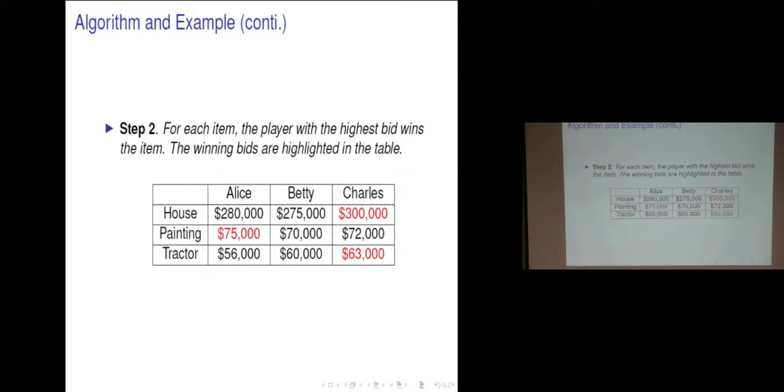Okay, so in this step, similarly, look at the painting. Among the three persons, Alice gave the highest bid, so she gets the painting. And then for the third item, again, it's Charles who got it. So that's the second step.